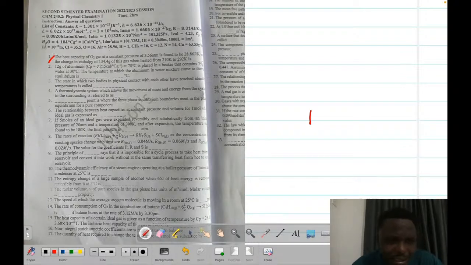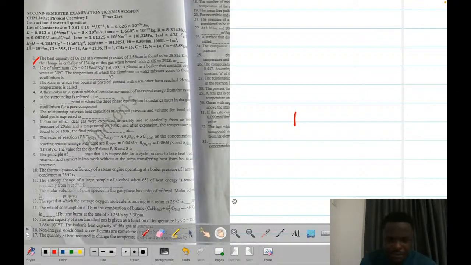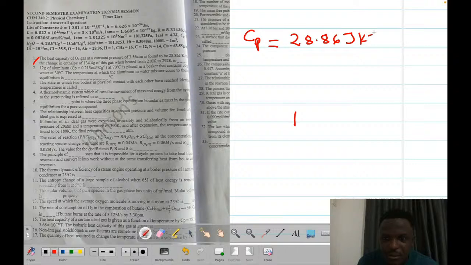It said the heat capacity of oxygen at constant pressure of 3.56 atm is found to be... Now, remember, heat capacity at constant pressure, let me remind us a bit. If you could remember, heat capacity at constant pressure, we have Cp equals 28.86 joules per Kelvin per mole. This is actually the Cp for the first question. Now, they said the change in enthalpy, delta H, is what we are asked to find.